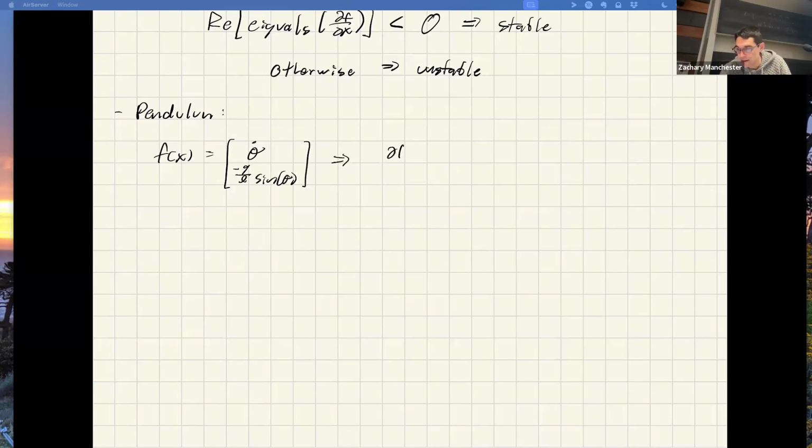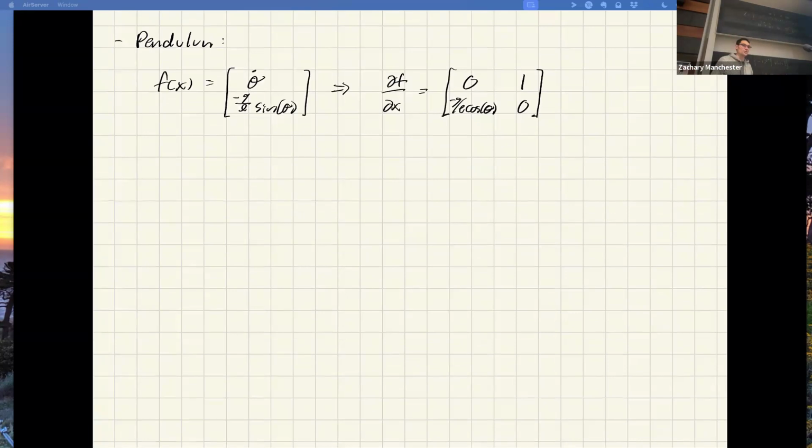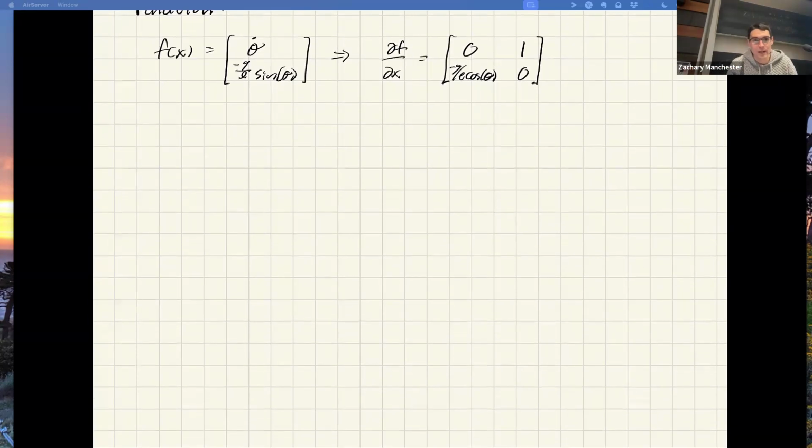And if I write down df/dx for this, I've got the following. Up top, 0, 1: derivative with respect to theta is 0, derivative with respect to theta dot is 1. And then the bottom row, I've got the derivative of that thing with respect to theta, so that's minus g over L cos theta. And then I've just got a 0 over here, it doesn't depend on theta dot. All right, so that's the Jacobian, 2 by 2, cool. For 2 by 2 matrices, we can compute the eigenvalues really easily, a little determinant thing, remember that, maybe. I'm just going to write them for you, no biggie.